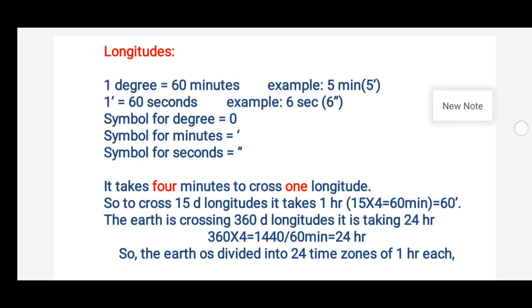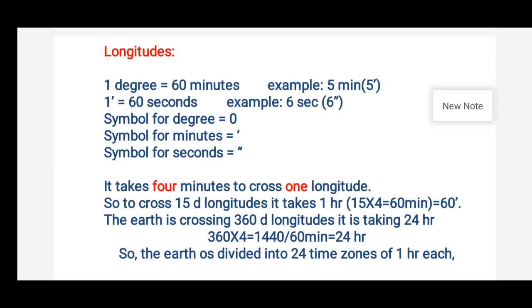And it takes 4 minutes for the Earth to cross 1 longitude, children. So to cross 15 degrees longitude, it is taking 1 hour. So 15 into 4 is 60 minutes. 60 minutes makes 1 hour. You can write 60 minutes in this way as I showed here.